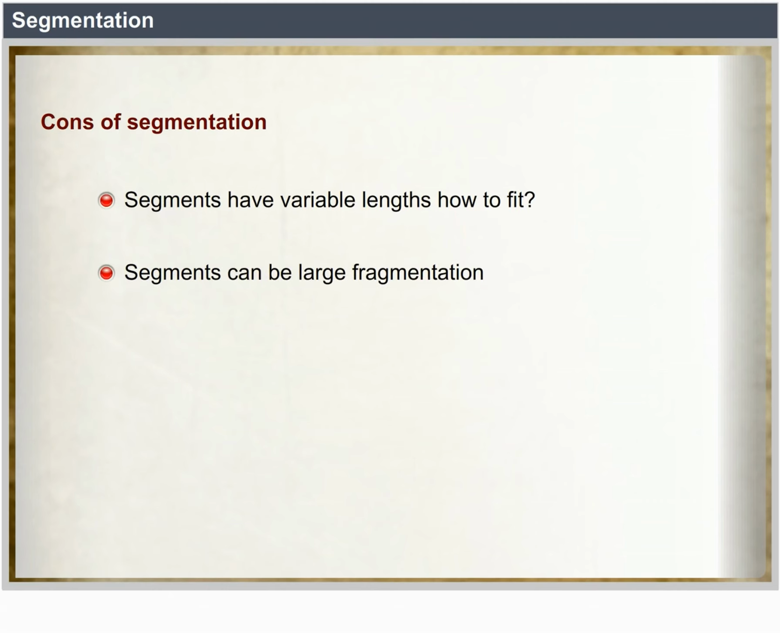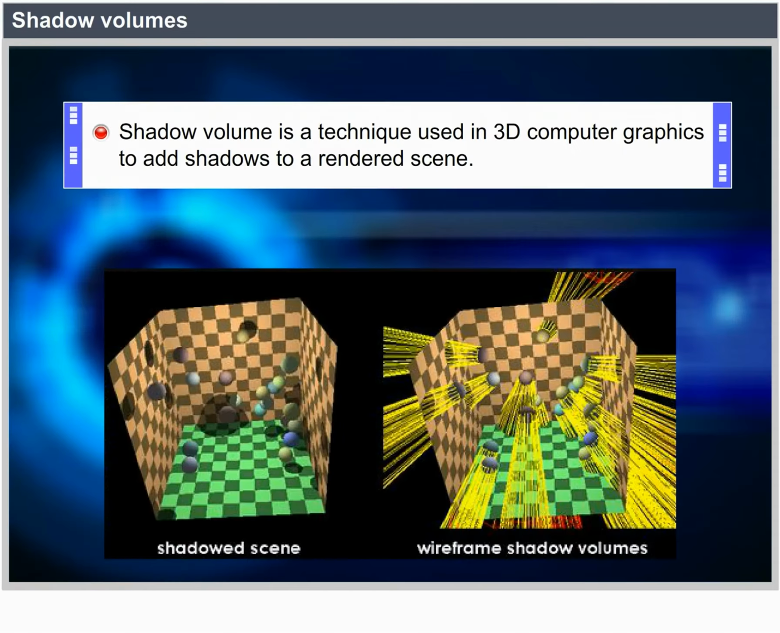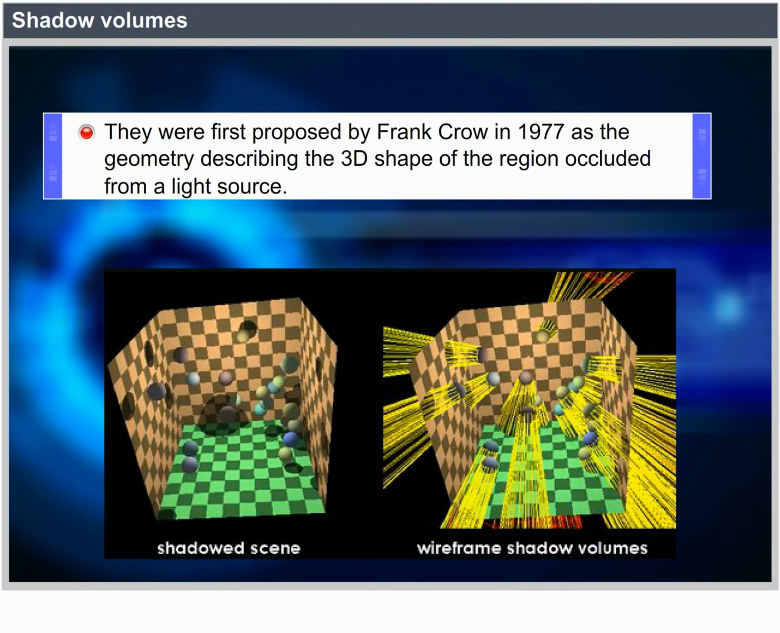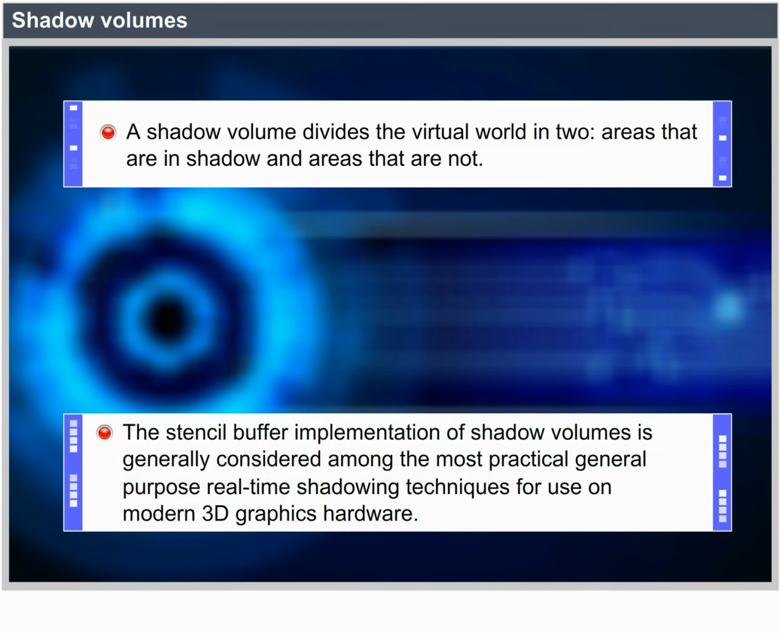Shadow volumes. Shadow volume is a technique used in 3D computer graphics to add shadows to a rendered scene. They were first proposed by Frank Crowe in 1977 as the geometry describing the 3D shape of the region occluded from a light source. A shadow volume divides the virtual world in two: areas that are in shadow and areas that are not. The stencil buffer implementation of shadow volumes is generally considered among the most practical general-purpose real-time shadowing techniques for use on modern 3D graphics hardware.